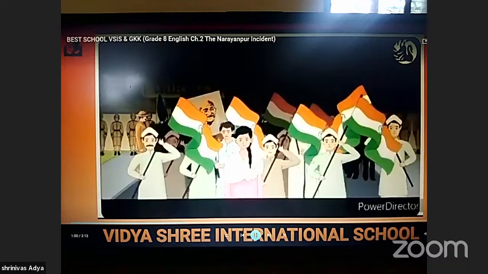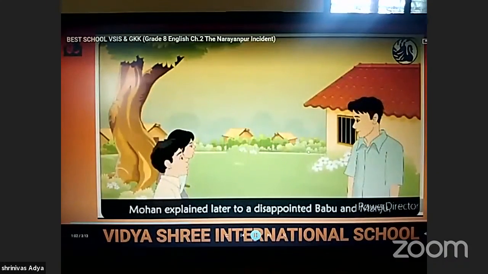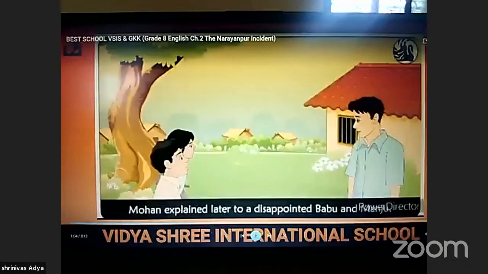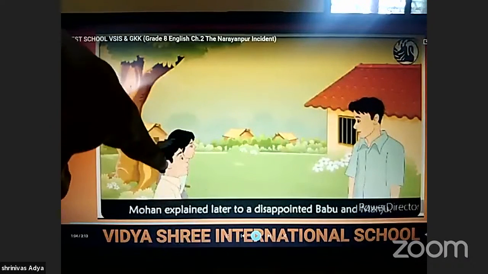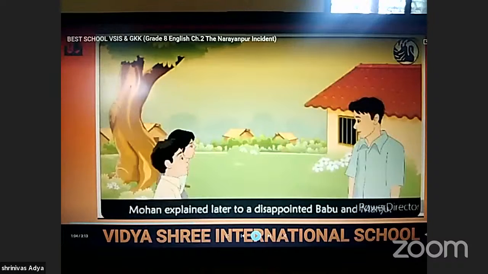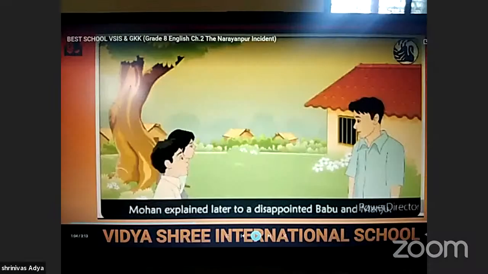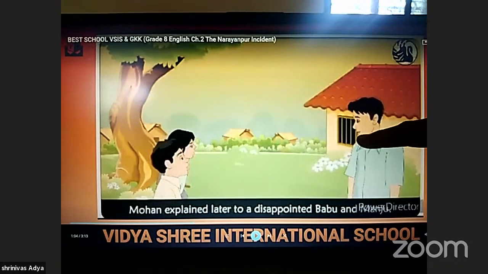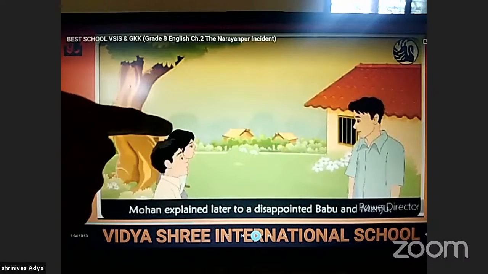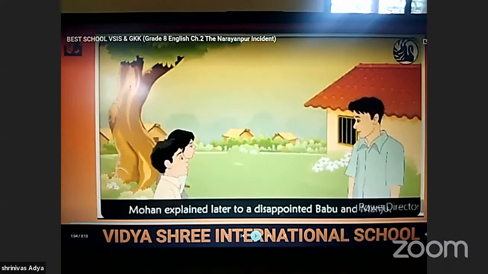Where they had come. Mohan explained later that he was disappointed about. Now, listen to my explanation. These two are Babu and Manju. These are the younger siblings of Mohan. He is Mohan, and Babu, Manju. Now, this is their home.